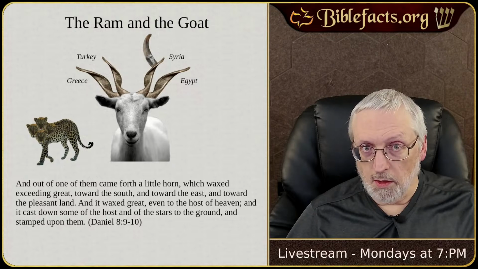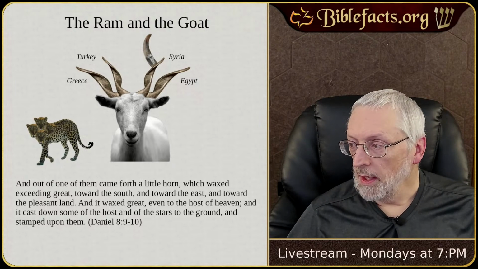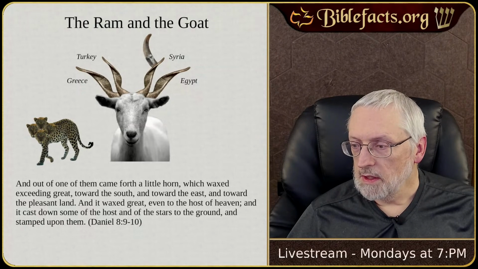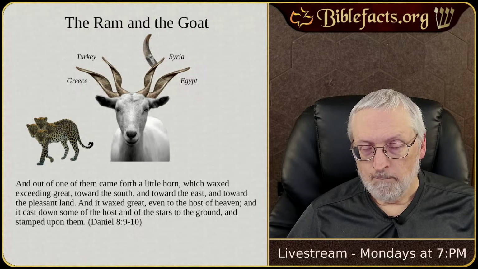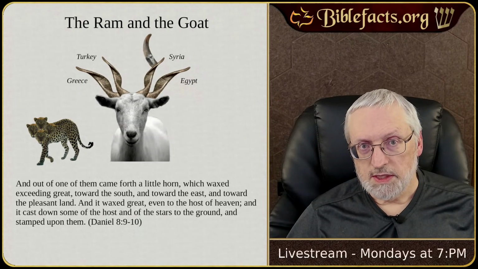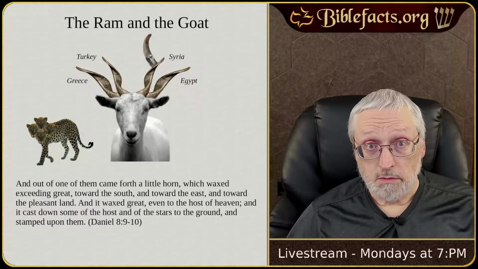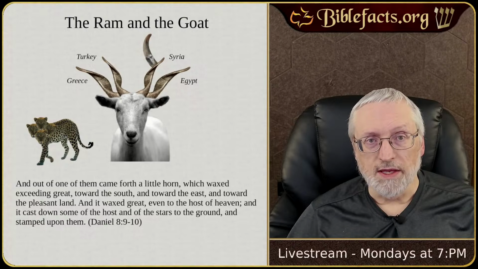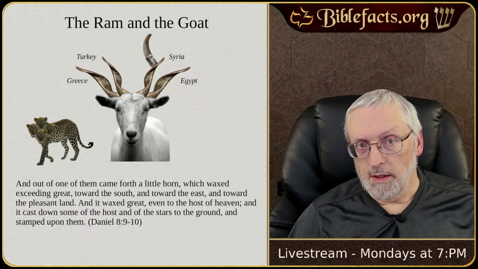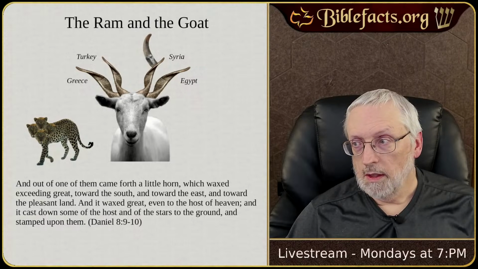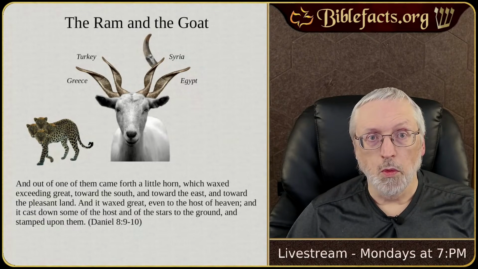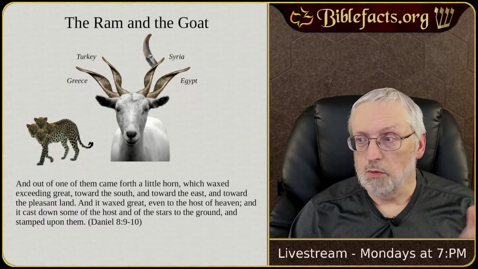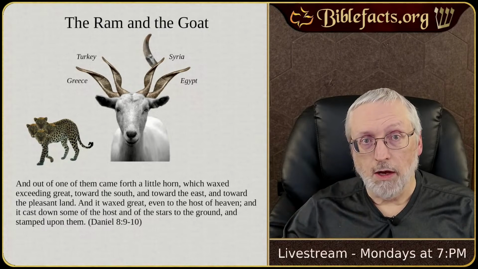So this little horn came up out of one of them, and it waxed exceedingly great toward the south, toward the east, and toward the pleasant land. Now the pleasant land would be Israel. South, of course, would be Egypt. And then it went east. So it did not go west. So we're not talking about Greece or Turkey, because Greece, Turkey, and Syria are all north, directly north Syria, and then northwest would be Turkey and Greece, and then south is Egypt.